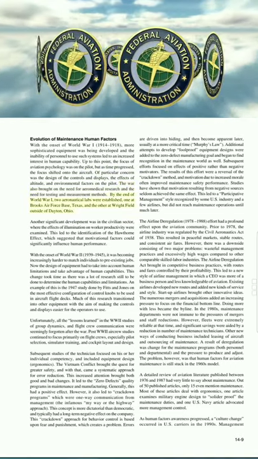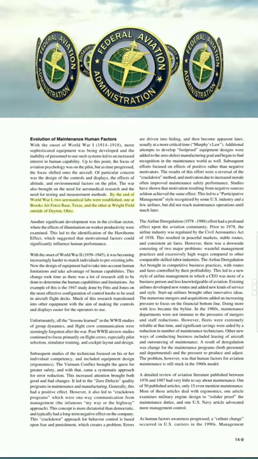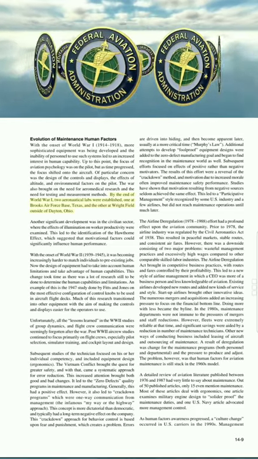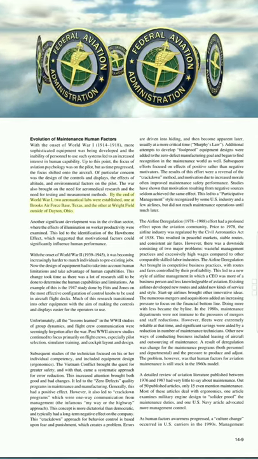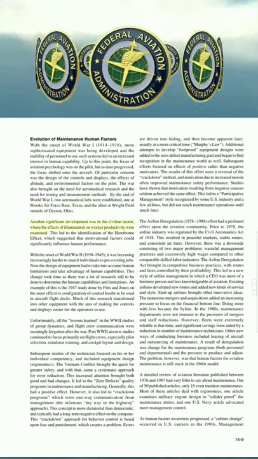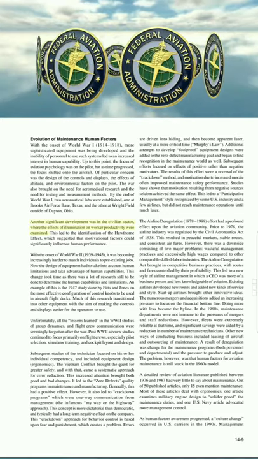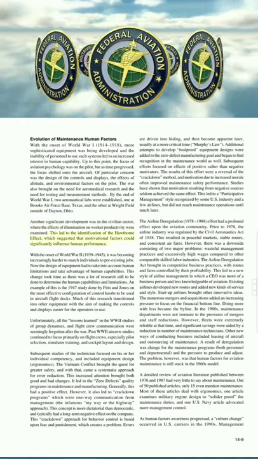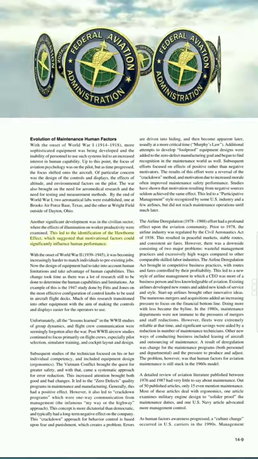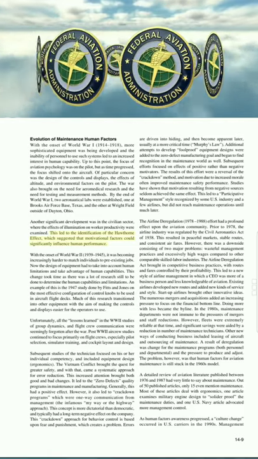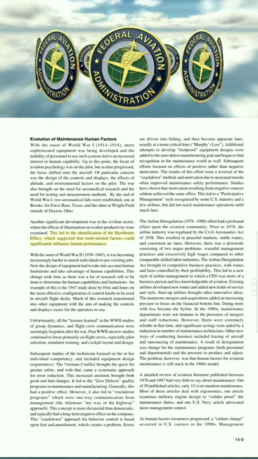By the end of World War I, two aeronautical labs were established, one at Brooks Air Force Base, Texas, and the other at Wright Field outside of Dayton, Ohio. Another significant development was in the civilian sector, where the effects of illumination on worker productivity were examined. This led to the identification of the Hawthorne effect, which suggested that motivational factors could significantly influence human performance.